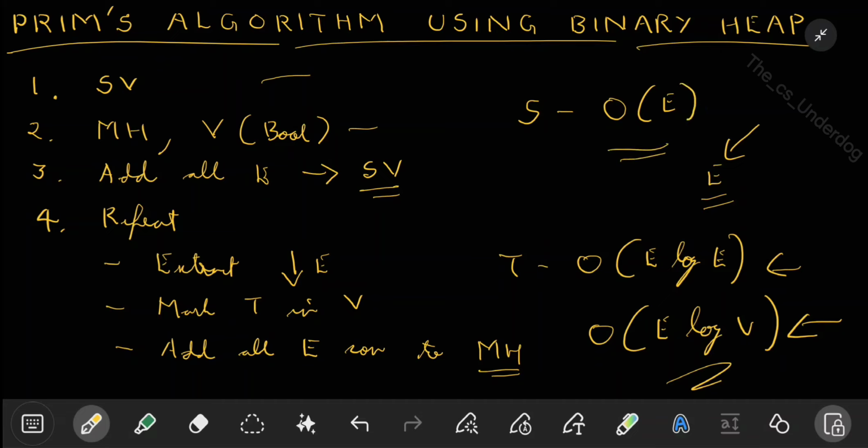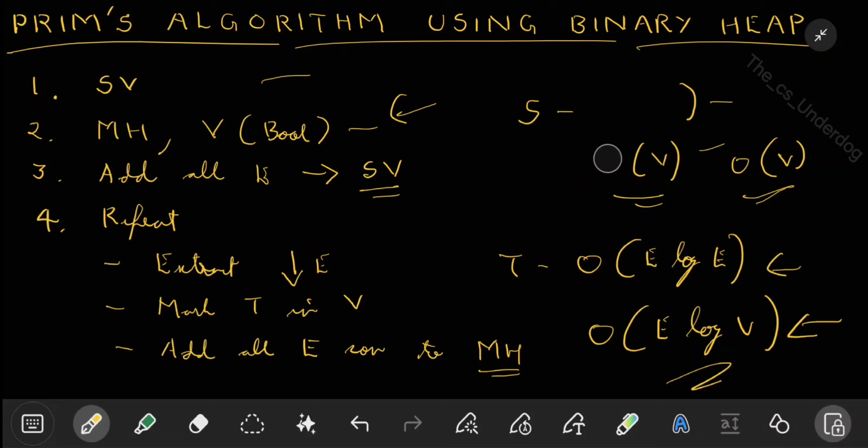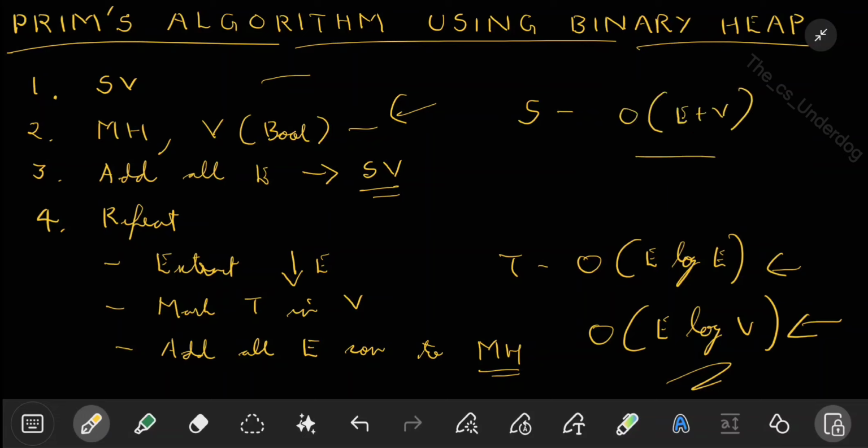So whatever be the number of edges, those many entries may be there in the min heap, and order of E space may be taken. Then what about the visited array? It will have all the vertices, which means order of V space will be required. And for the MST, you may have to store the MST. MST will have a maximum of V minus 1 edges, so order of V space will be taken for the MST as well. So in total, you have order of E and order of V, whichever is larger, that is, order of E plus V is the space complexity of this Prim's algorithm.